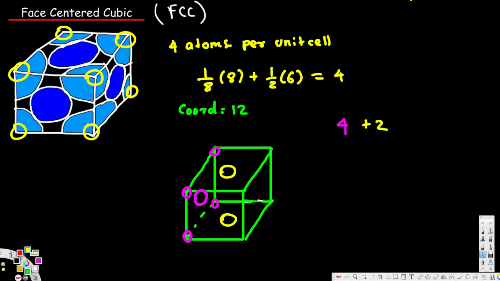Let's draw something with a different color. So this one, top and bottom, and also in the other side and this side, we have 2 plus 2. And we have 4 plus 2, 6, 6 plus 2, 8. We have to have 4 more, right? The 4 more come from another cubic structure.